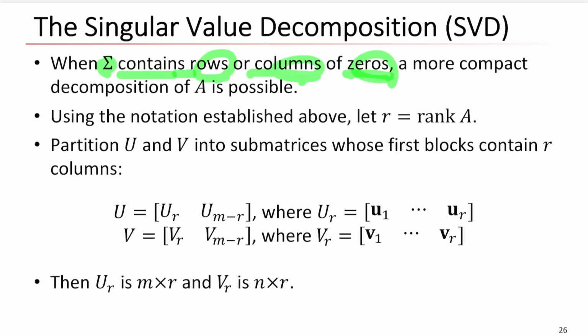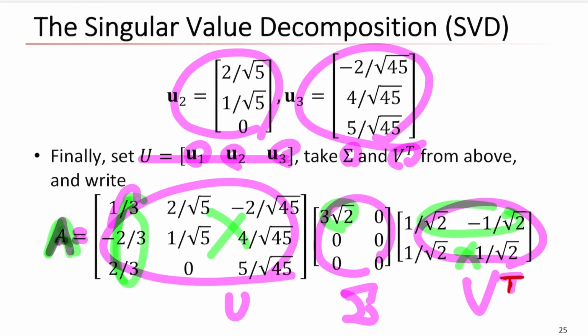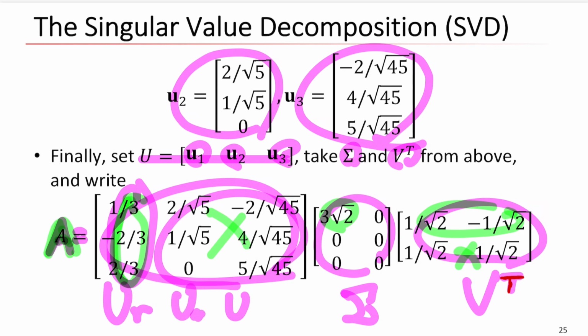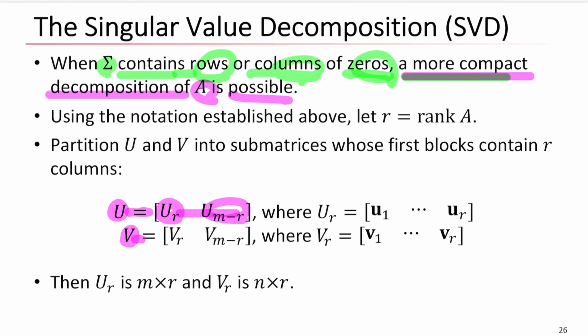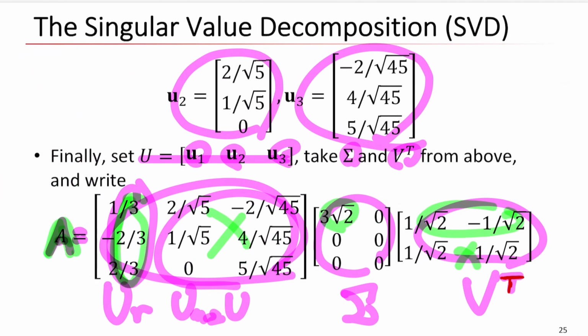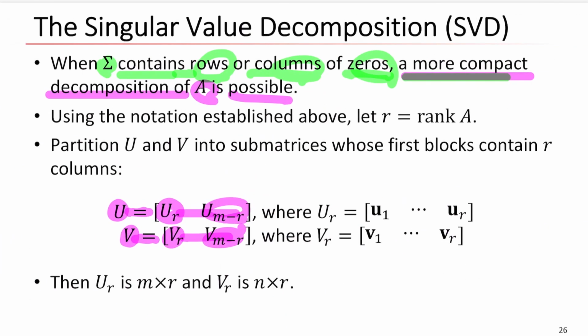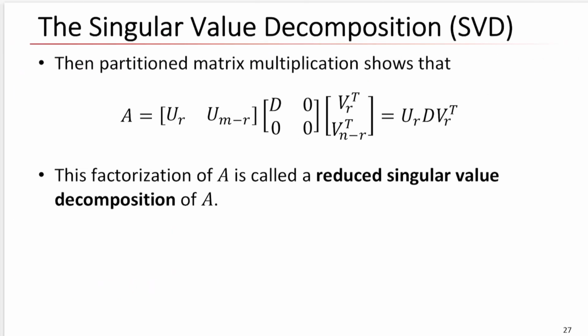When sigma contains rows or columns of zeros, a more compact decomposition of matrix A is possible. We can partition the matrix U as UR and UM minus R, so this is UR, this is UM minus R, and matrix V as VR and VM minus R. So this is VR, this is VM minus R, right? In this case, UR is M by R, and VR is N by R, right?